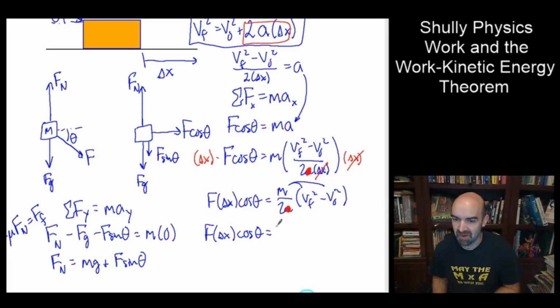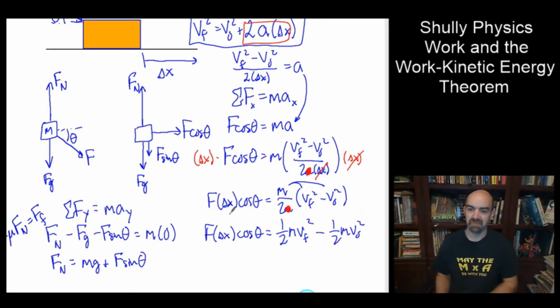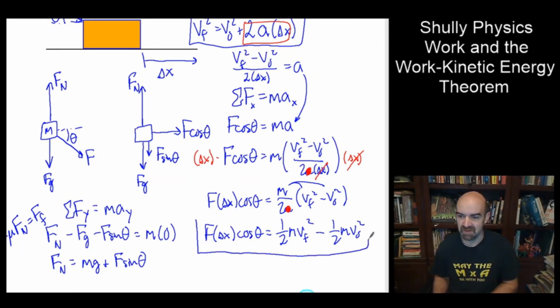We have a 1/2 m. I'm going to write it like that instead. 1/2 m, and distribute that 1/2 m to the VF squared. And then we've got a minus 1/2 m V initial squared. Now this expression is important, and that's what we're going to come back to.